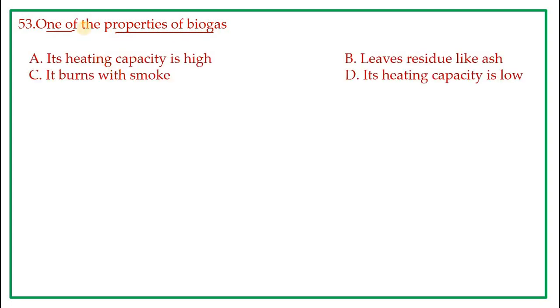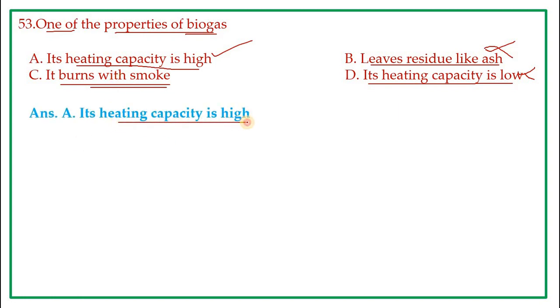Move on to the next one, children. One of the properties of biogas: its heating capacity is high. So obviously it is correct. Leaves residue like ash? No, it doesn't leave any ash at all. It burns with smoke? No, it's wrong. It doesn't burn with smoke. Its heating capacity is low? This is also wrong. Hence the correct option is A, its heating capacity is high.